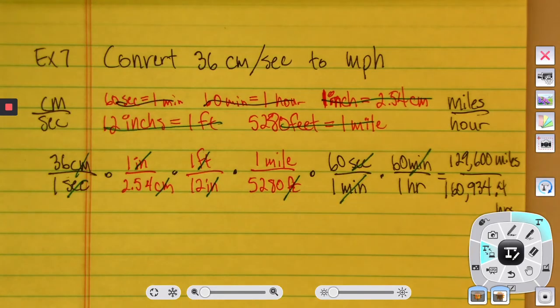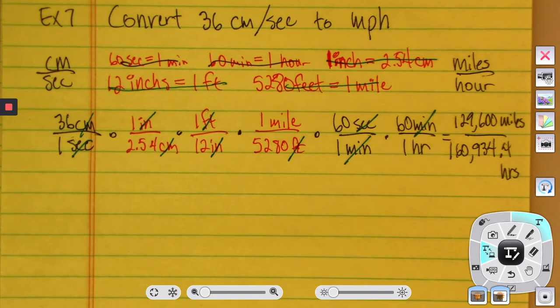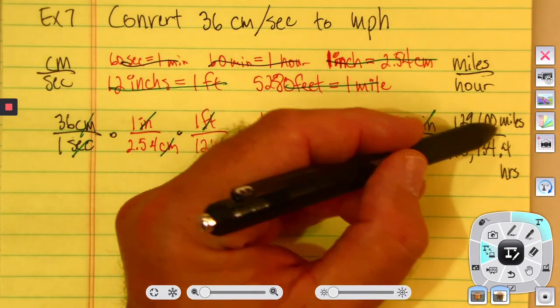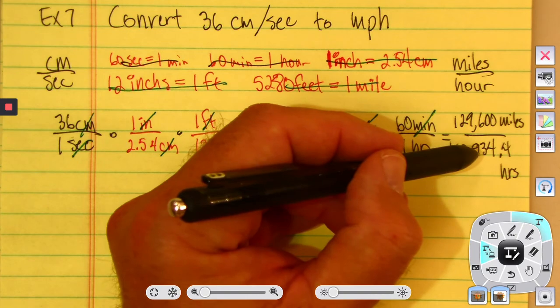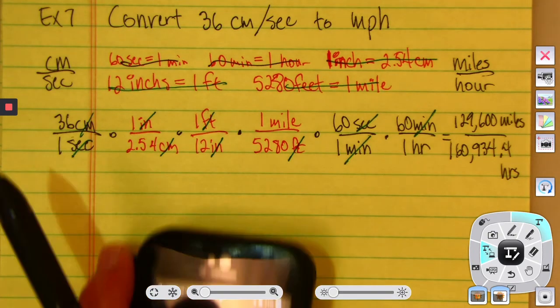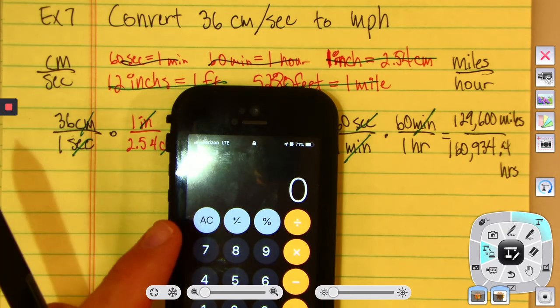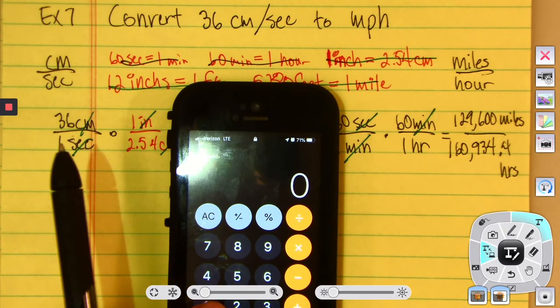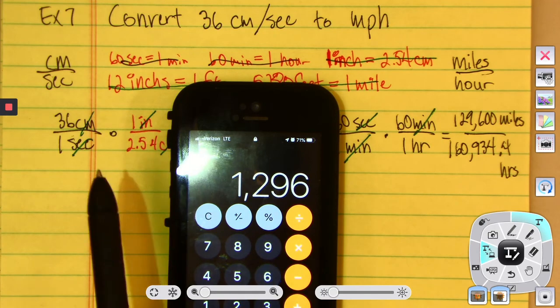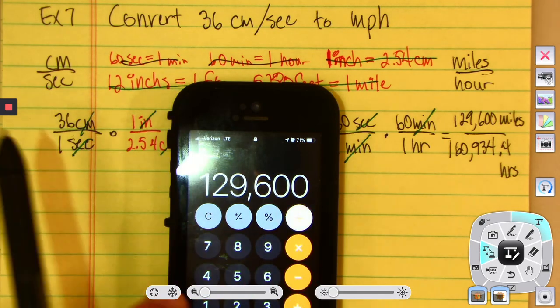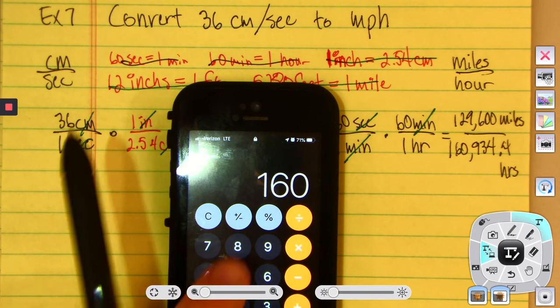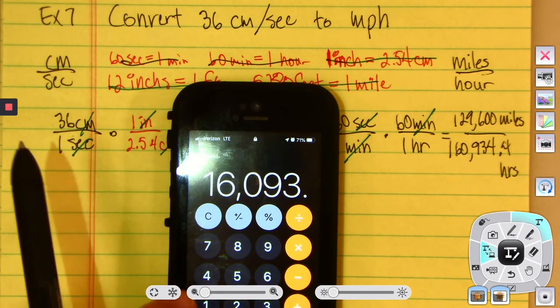Now that's not much of a unit rate because 129,600 miles per 160,934.4 hours doesn't tell us much. It's not a unit rate, is it? So all we have to do is take the 129,600, divide it by 160,934.4. And what we'll get will be the rate we're looking for. So 129,600 divided by 160,934.4.